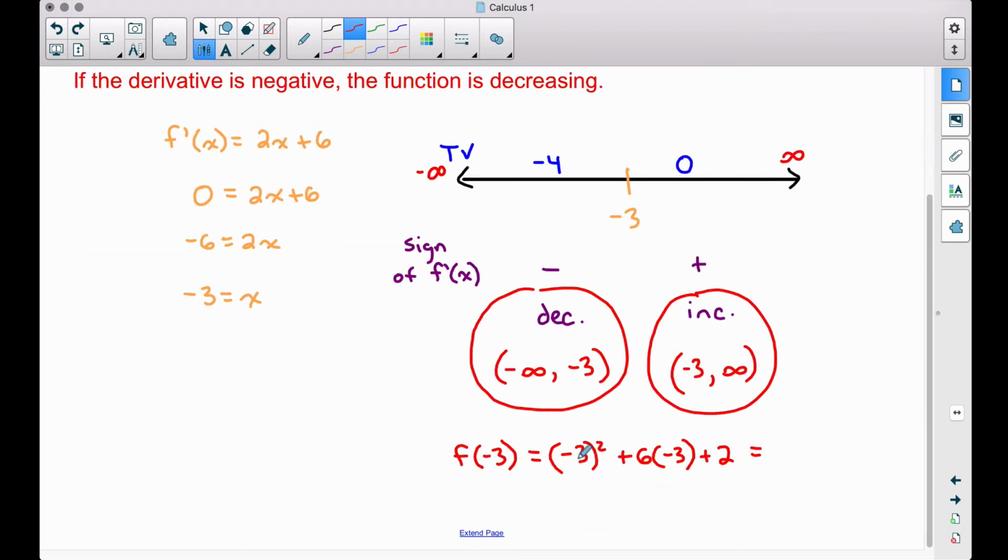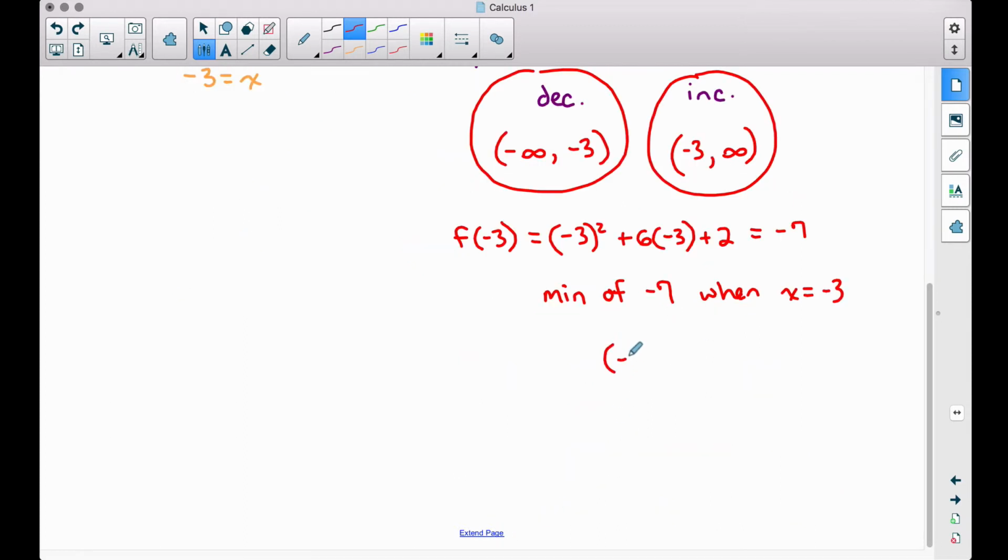And working all this out, we have 9 minus 18. That's -9 plus 2. We get -7. So we have a minimum of -7 when x is equal to -3. Our ordered pair there will be (-3, -7).